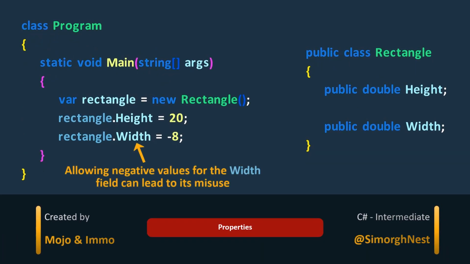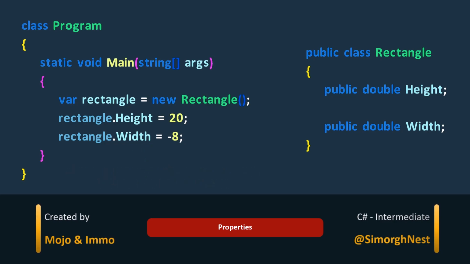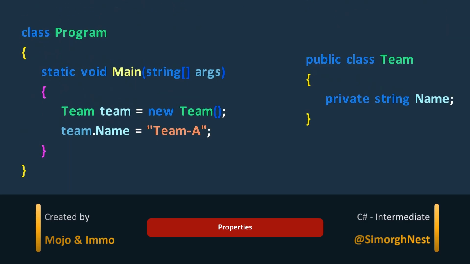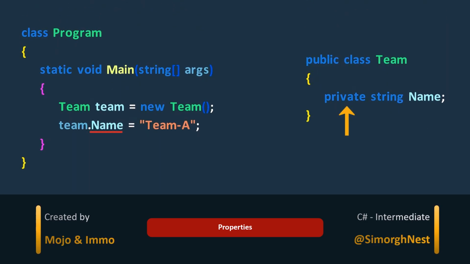When the fields of a class are declared as public, they may be misused by other classes. To avoid this, it's recommended to declare them as private. However, when these fields are declared as private, they become inaccessible to other classes. For instance, in the previous lecture, we encountered an error when we changed the access modifier of the name field to private. To address this issue, C# introduced the concept of properties.